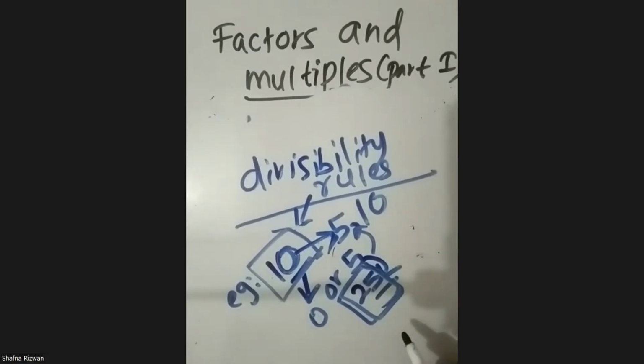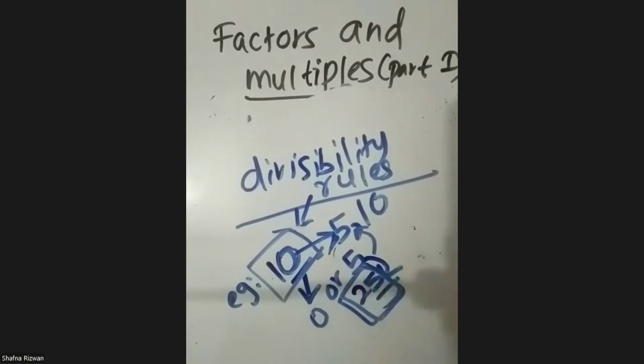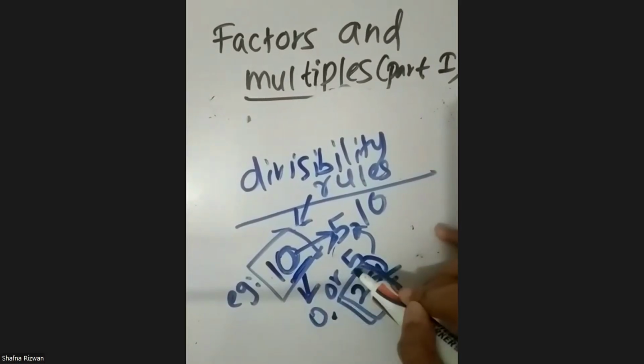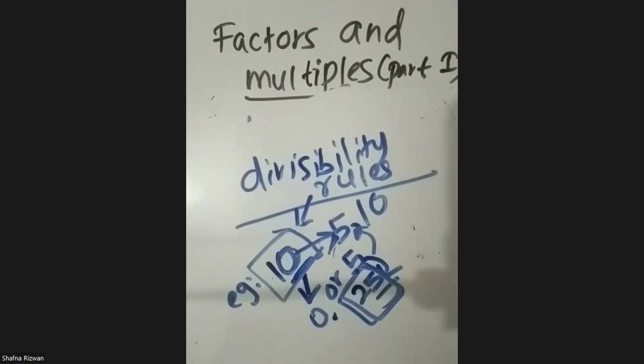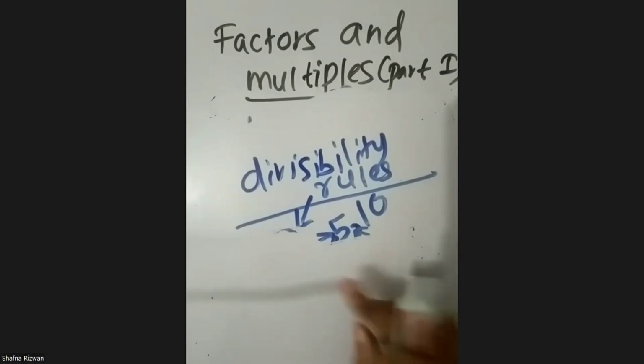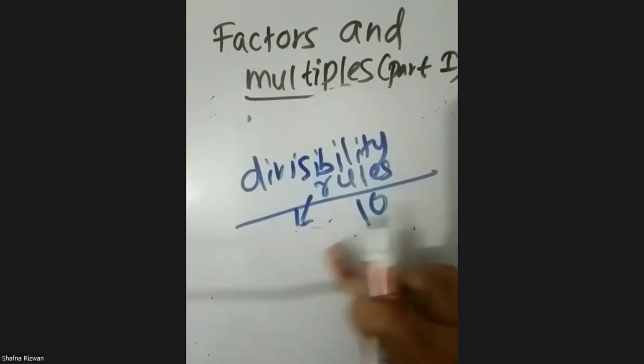Did you all understand? Whenever you have a number and that number is divisible by 5, what should you have? In the last digit, you should have either 0 or 5. Then you consider that number to be divisible by 5. Okay? Yes. Now let's go towards 10.